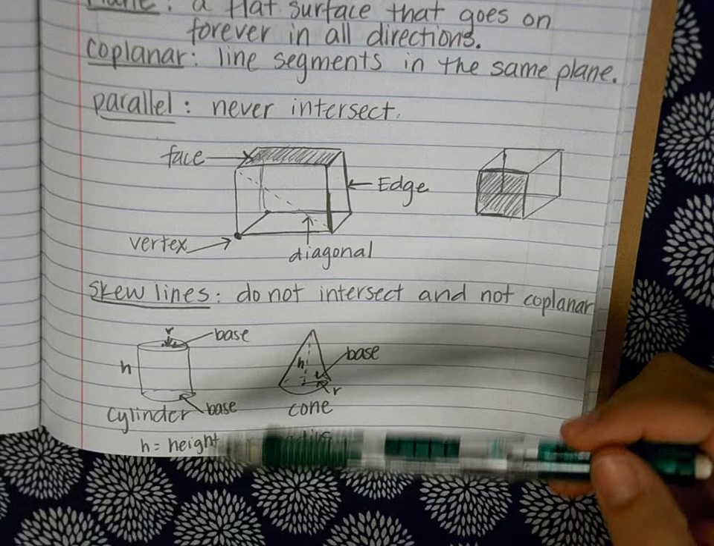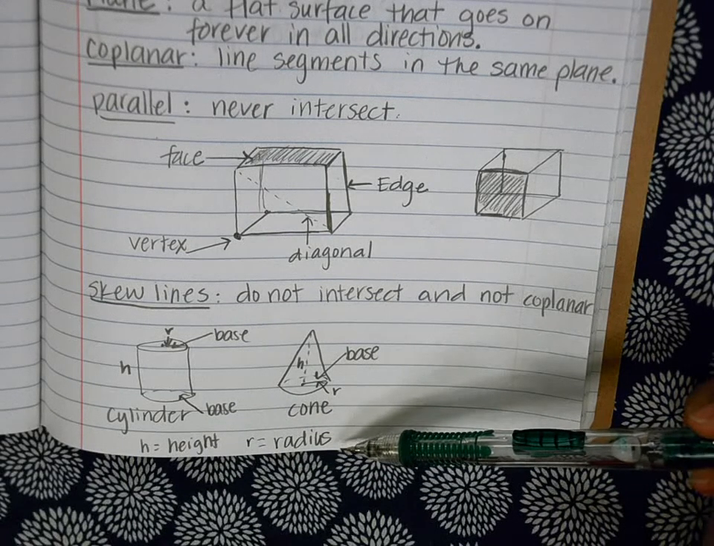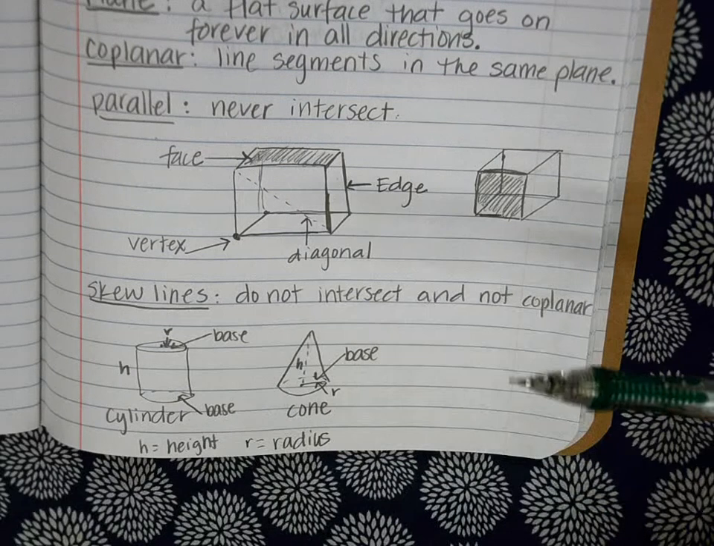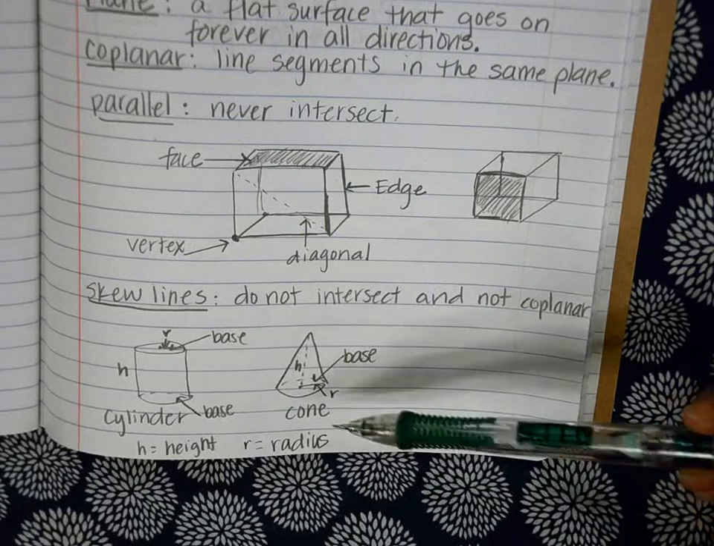So, do you guys remember what R is? If you had a circle, radius, right? I put them down here for you, and H would be height. Okay? And so you guys see how a cylinder has 2 bases? A cone only has 1 base, right?